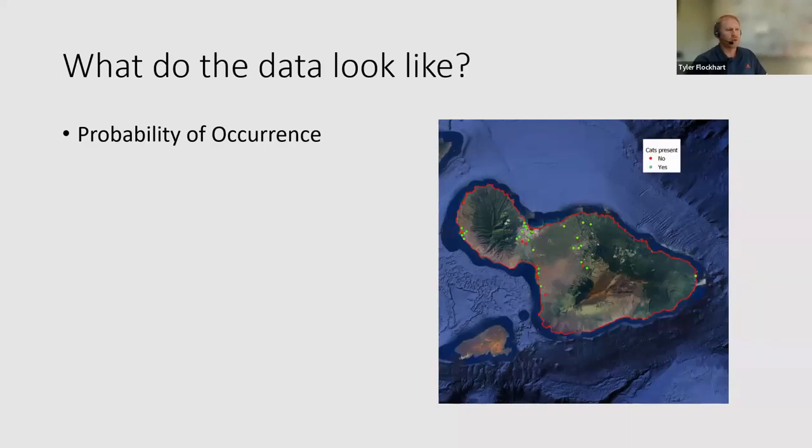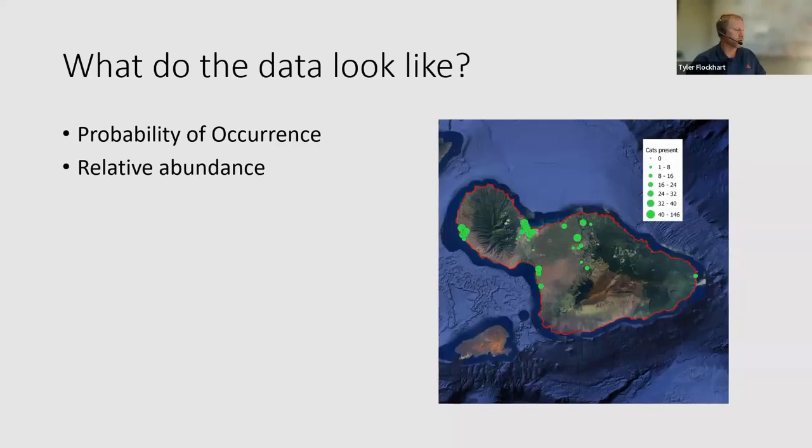If we think about the probability of occurrence, what we're looking for is the presence or absence of cats at each one of these locations. I've color-coded the observations where cats have been seen, they're green, and where cats have not been seen, they're red. The second type of data that we can collect is actual counts of the number of cats.